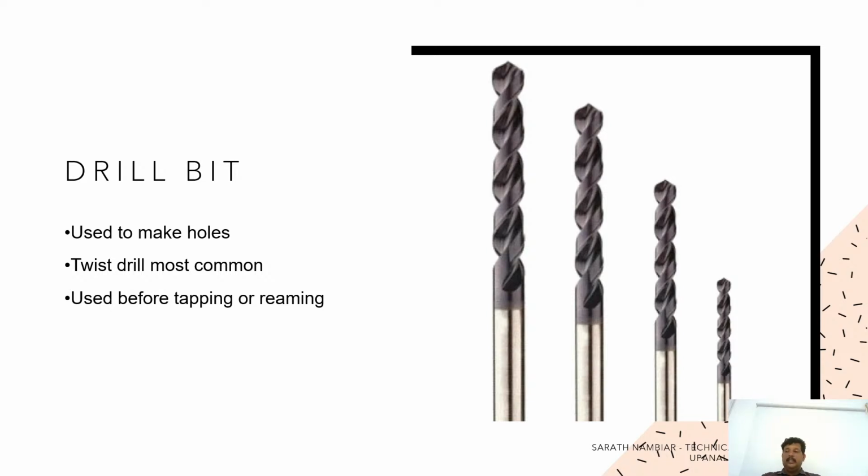If you look at the drill carefully, it has a pointed tip and helical flutes, right? This pointed tip normally has an angle of 118 degrees. The point in the corner helps to remove the chips.